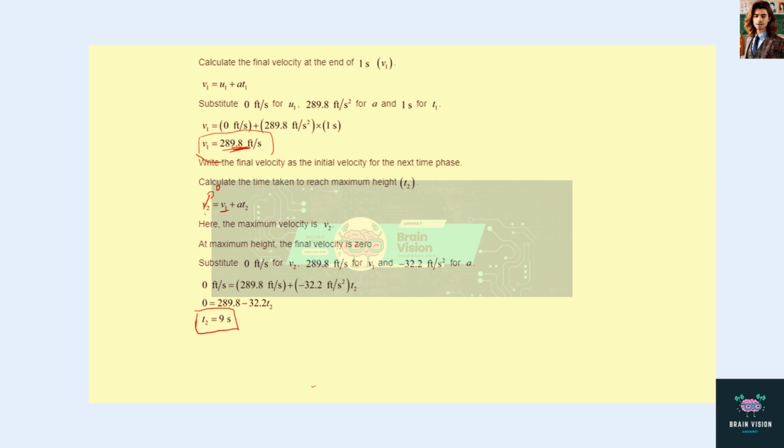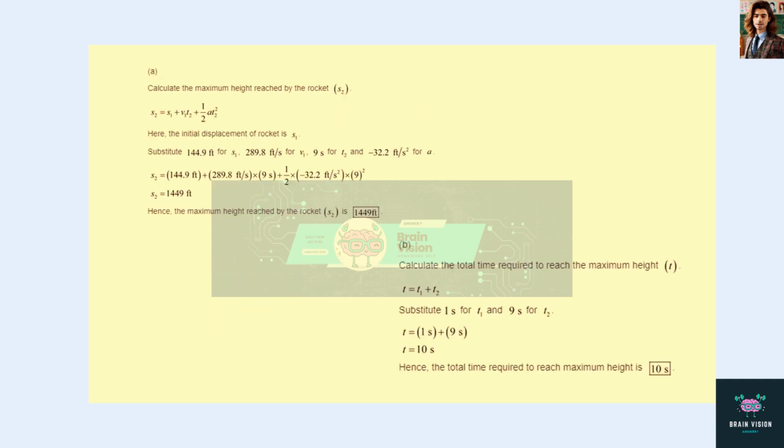Okay, now finally we can answer the questions. So the first one, where we're looking for the maximum height reached, S2 is going to be S1 plus V1 T2 plus half a T2 squared. Okay, so we have everything, we just substitute, and then we're going to get 1449 feet. Total time required is going to be T1 plus T2, right? So that's 1 second plus 9 seconds is 10 seconds. Okay. Thank you very much.